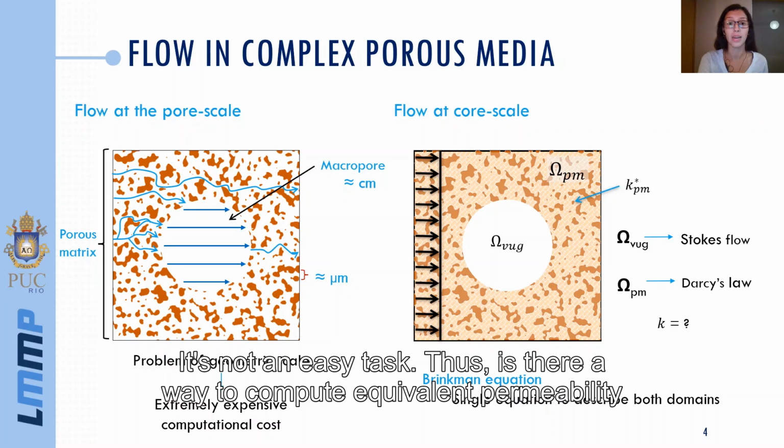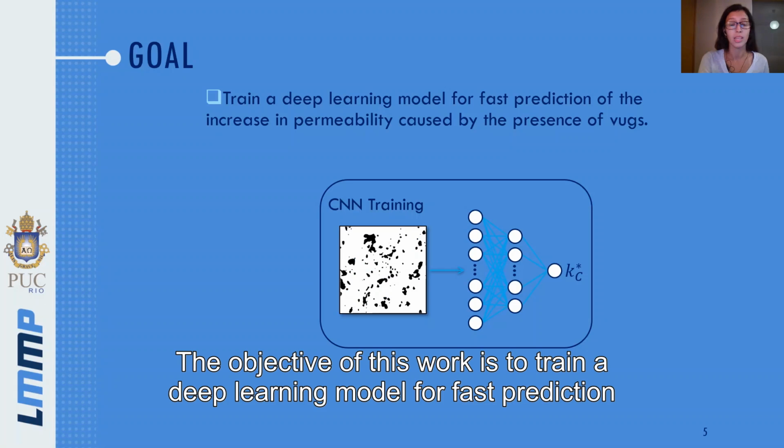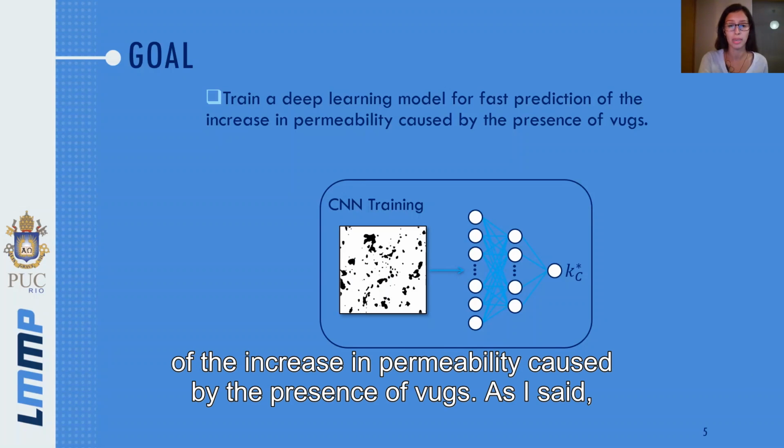Thus, is there a way to compute equivalent permeability without numerical simulation? The objective of this work is to train a deep learning model for fast prediction of the increase in permeability caused by the presence of vugs.